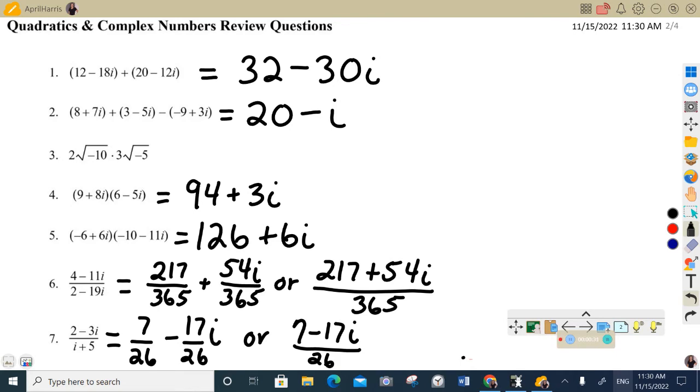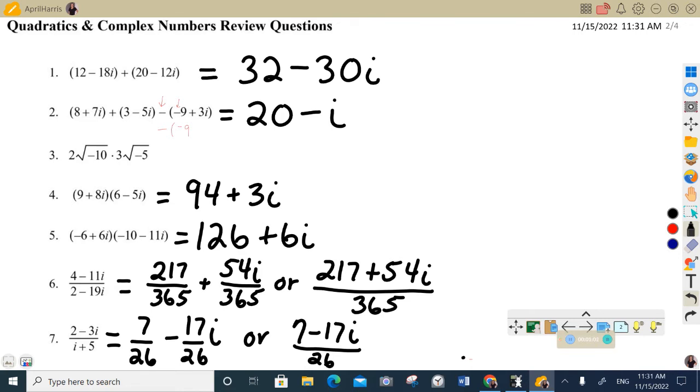Here are the answers to 1 through 7. I omitted number 3 because I want to talk to you about that. So just check your answers here. You can pause it. Make sure you're typing stuff in the calculator correctly. If you see parentheses, put parentheses. Know the difference between a minus and a negative. On the calculator, that's a minus. You have to type it in as a negative. That's not minus parentheses minus 9. It's minus parentheses negative 9.